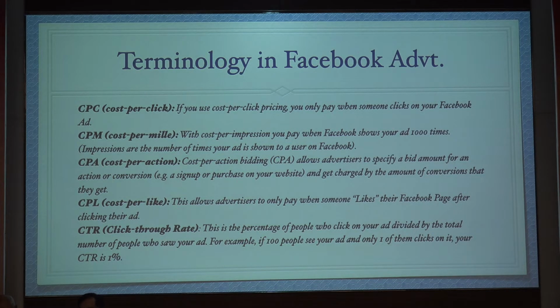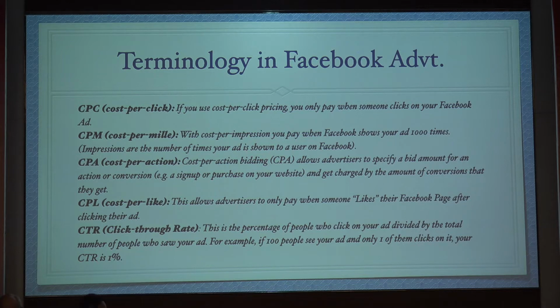We should know all the terminologies in Facebook advertising. First is cost per click, called CPC. If you use cost per click pricing, you only pay when someone clicks on your Facebook ad. So you pay to Facebook. Then there is CPM, the cost per mille. This is cost per impression. You pay when Facebook shows your ad 1,000 times to Facebook users.